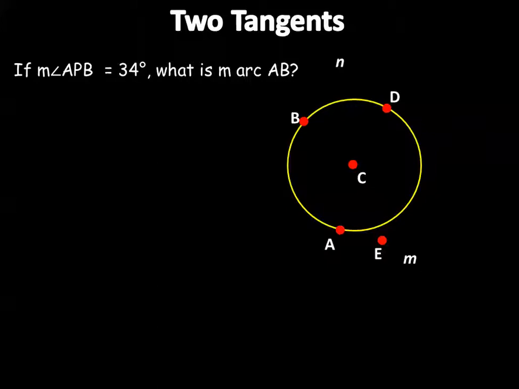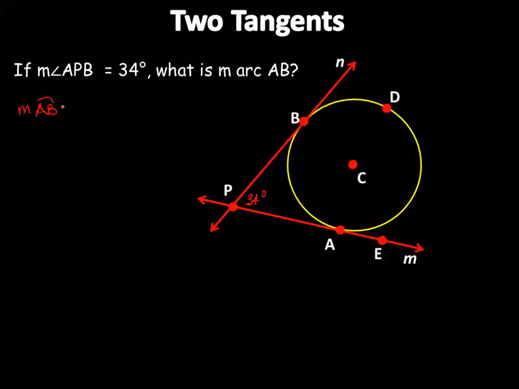Okay, let's see what this is. I think we're still working with two tangents. We are. It says if the measure of angle APB is 34 degrees, what is the measure of arc AB? That's that little arc right there in the middle. Let's figure this out. The measure of arc AB is going to equal 360 minus the measure of arc ADB.